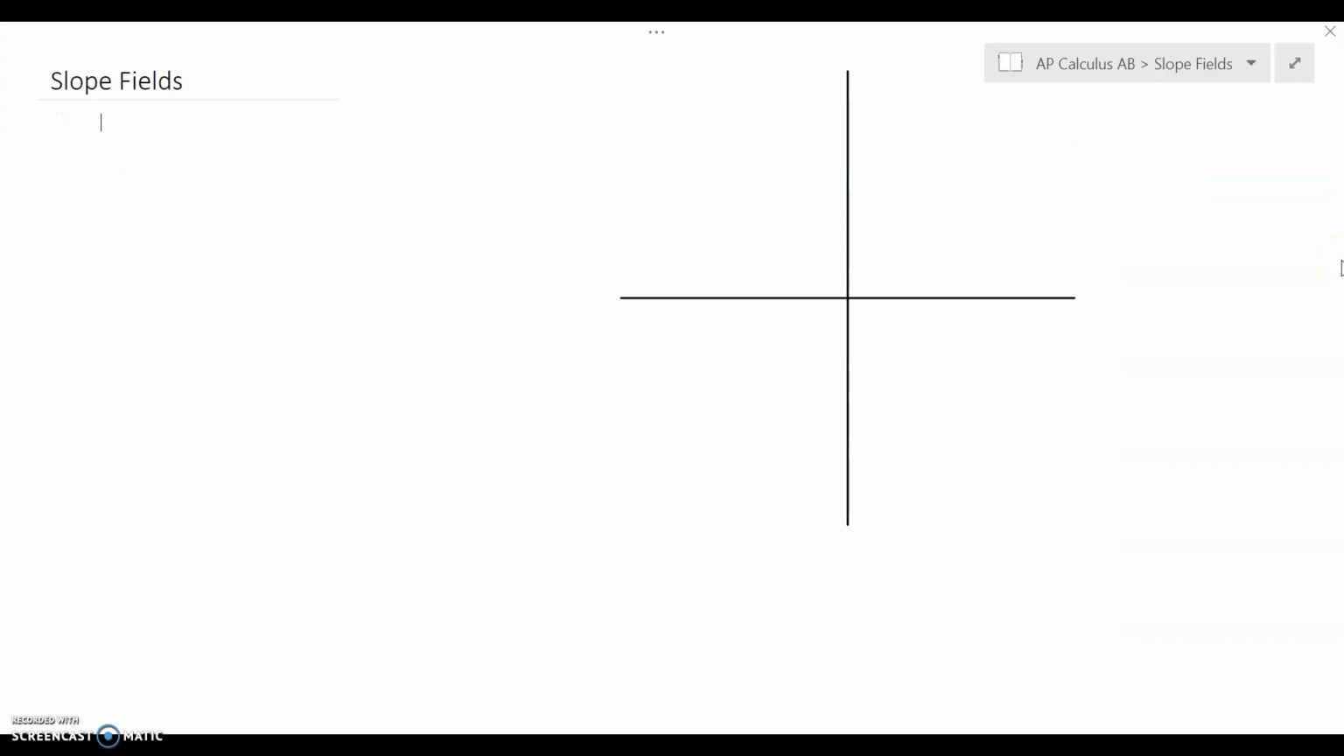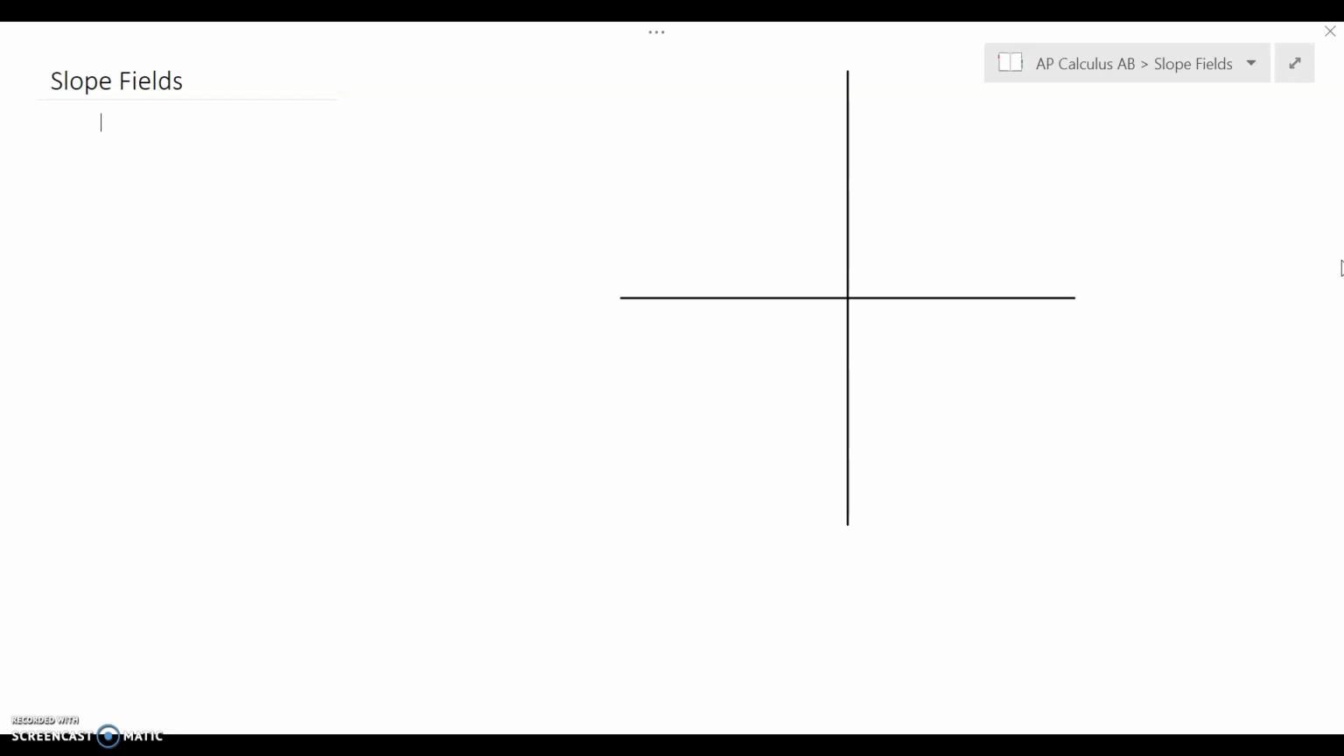Okay, welcome into our lesson on slope fields. We've got a little coordinate axis on the right that we're going to use in a few minutes. And then I've just got the title on here of slope fields. We're just going to work through one problem in this particular video.